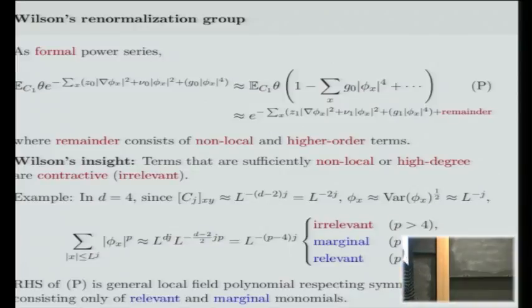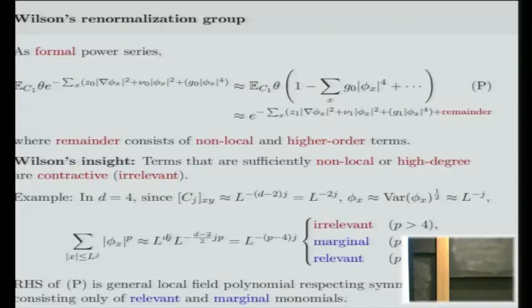Many of you know this very well, but let me still give an example. Let's take dimension 4. The covariance decays like L to the minus 2j. So in particular, the field is typically of size L to the minus j. So if you consider, say, a field raised to a pth power and summed over a block of size L to the j, which is the natural length scale here, and you compute its size according to this heuristic, you see that it grows if the degree p is small, and that it decays if the exponent p is large.